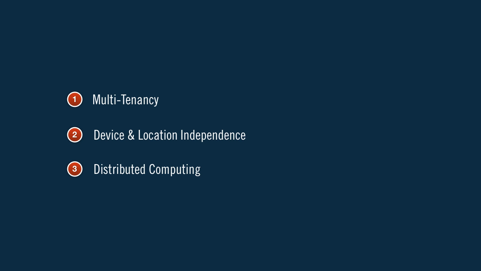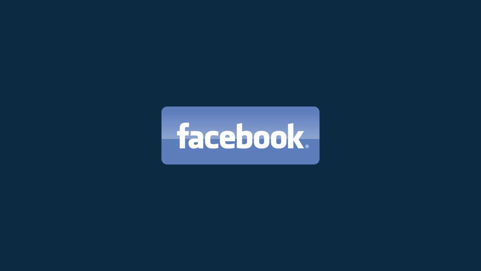So, three major characteristics of cloud computing: multi-tenancy, device and location independence, and distributed computing. First is multi-tenancy. And this is exciting because you can have one application for multiple users. That might not make any sense right now, but it will in a second. So Facebook is a great example of multi-tenancy. Multiple users for one website.